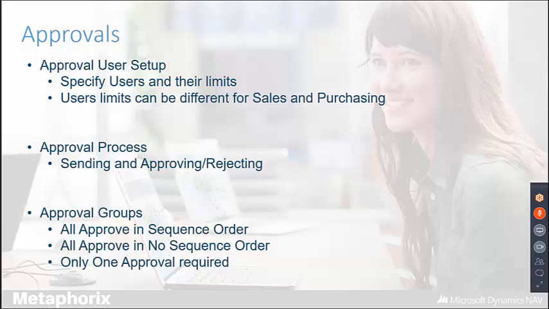Then we'll look at the actual approval process, so how you send an approval request and then how you approve or reject that request. And then lastly, we'll look at approval groups. So we'll look at all approving, everyone in the group approving it in sequence order. Then we'll look at all approving, not in sequence order. And then we'll have a look at just one approval needed from the group.